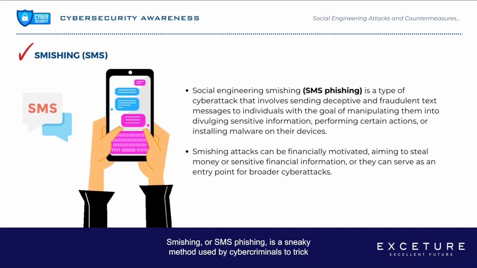Smishing, or SMS phishing, is a sneaky method used by cybercriminals to trick people through fake text messages. They pretend to be trustworthy organizations to get personal information, make you do things, or infect your devices with malware. These attacks can aim for money, steal your identity, or lead to more advanced cybercrimes. As mobile devices become more common, it's vital to watch out for smishing and take steps to stay safe.